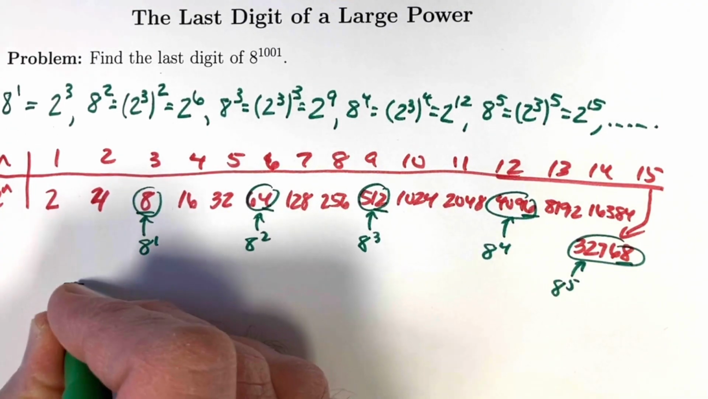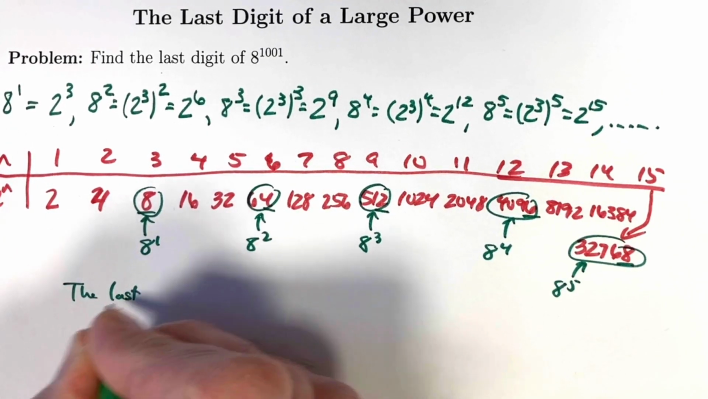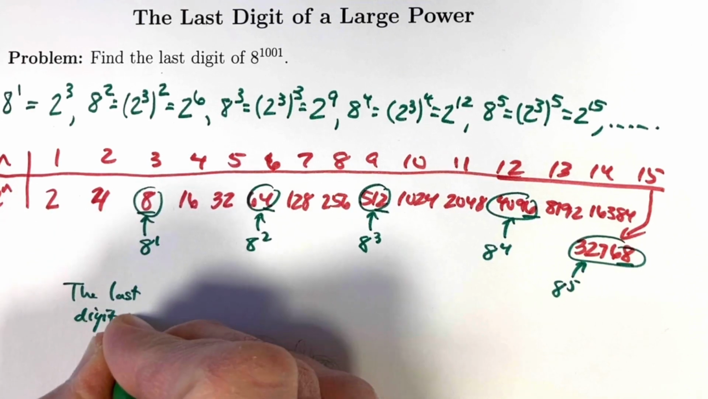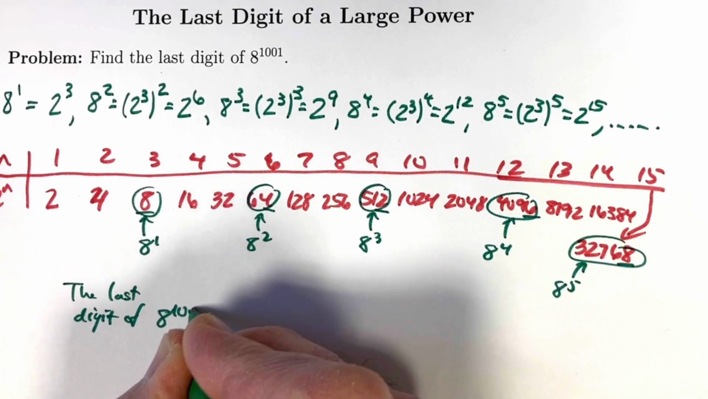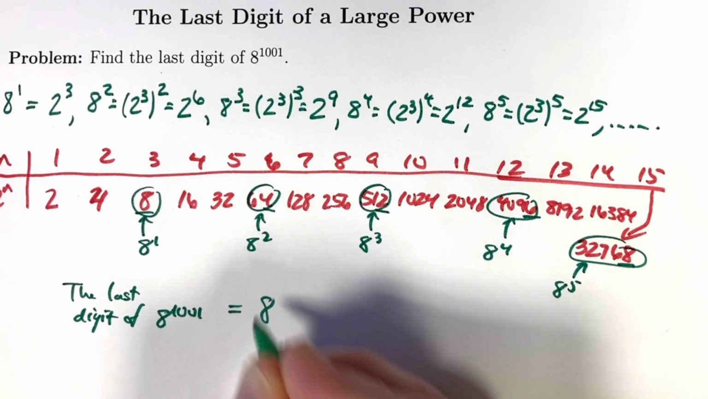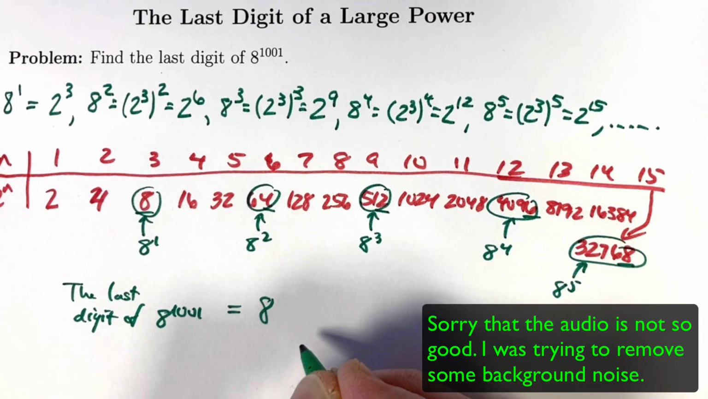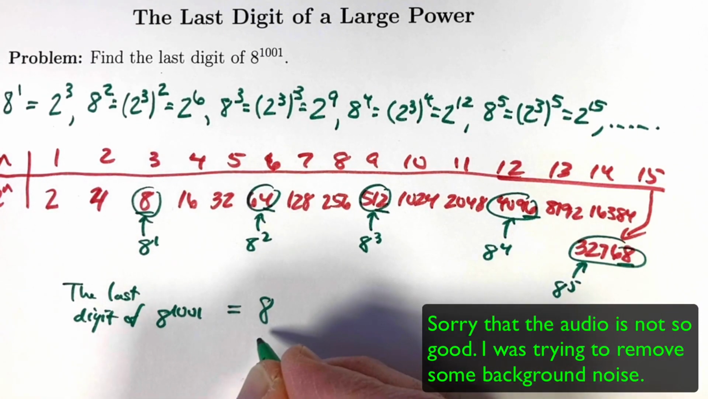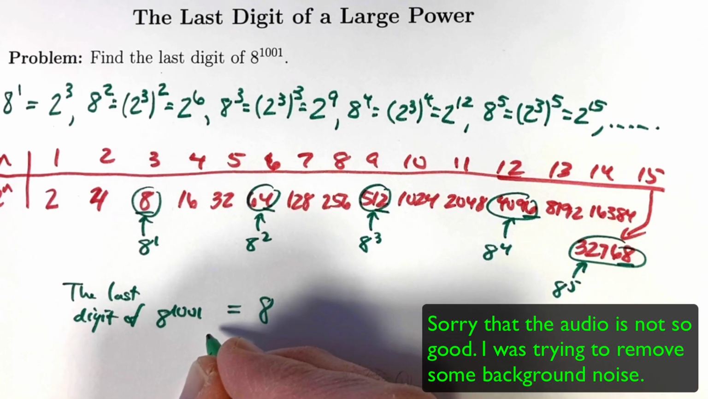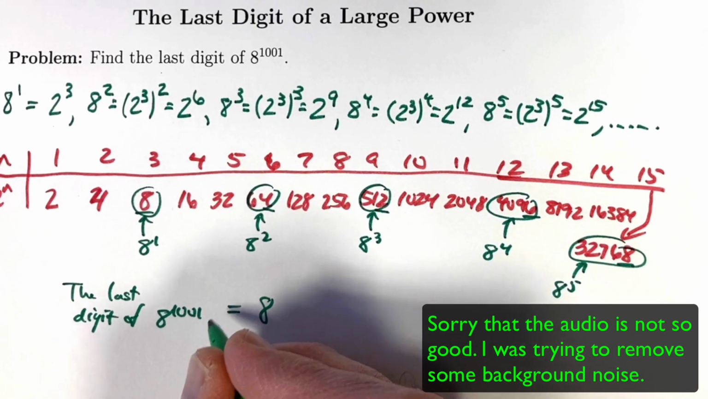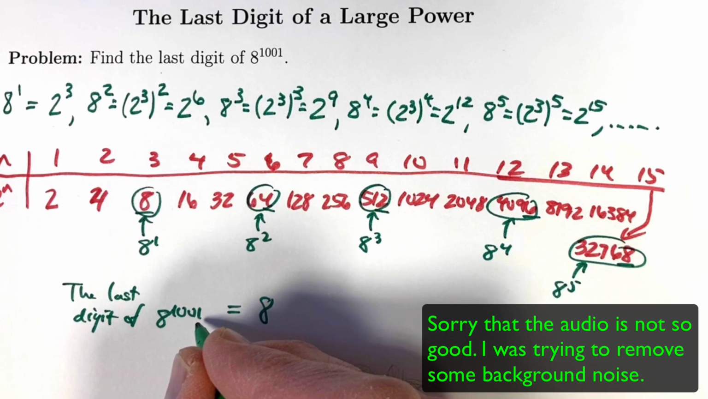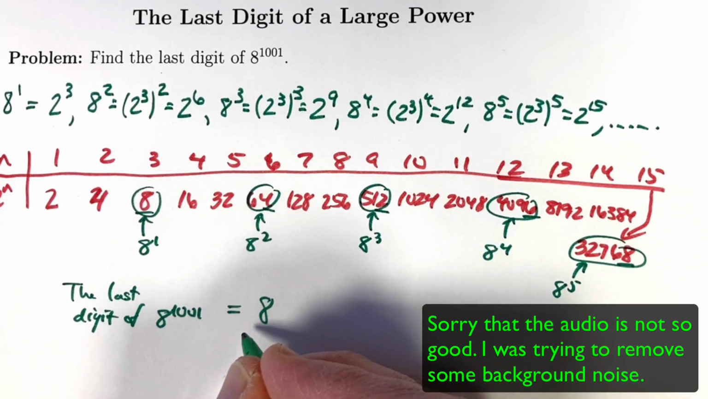The last digit of 8 to the 1001 power equals 8. In fact, there's really nothing special about 1001. This would be the same last digit for 8 to the 1,000,001 or 1,000,000,001. As long as this power is one more than a multiple of 4, the last digit will be 8.